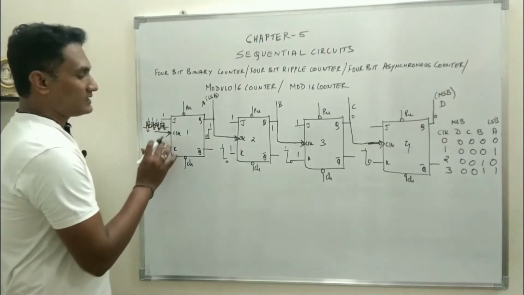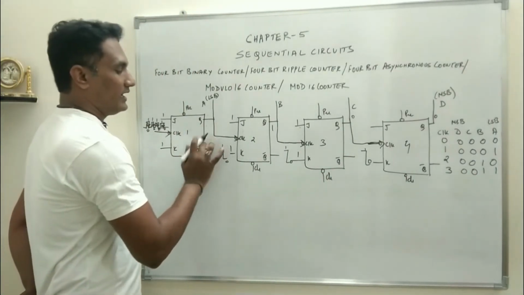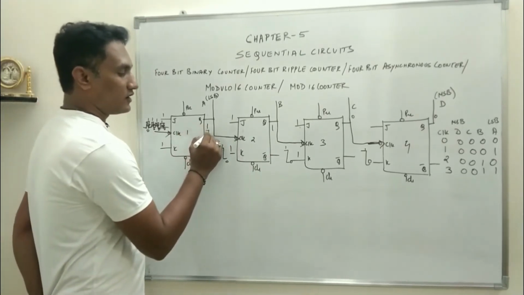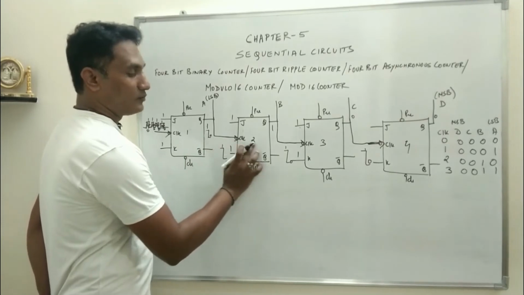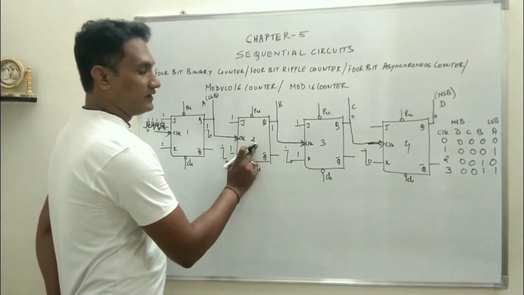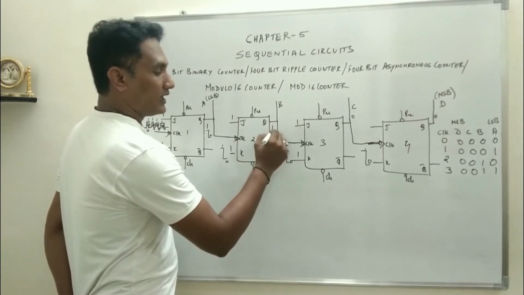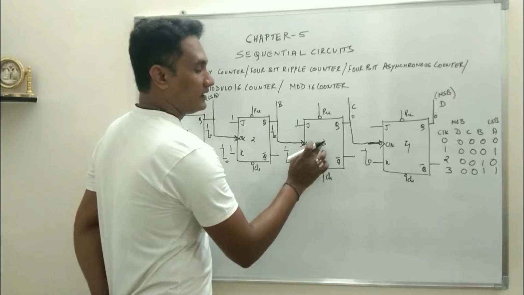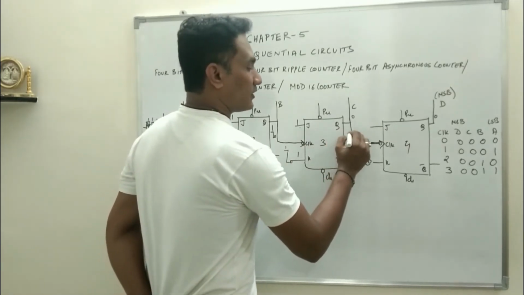Next, fourth clock pulse. In fourth clock pulse, now A is 1. So when fourth clock pulse is applied, A goes from 1 to 0, which is clock input for second. Same 1 to 0 clock input. So second will get triggered. B will go from 1 to 0. Same, that means third will get triggered, that means C will go from 0 to 1.